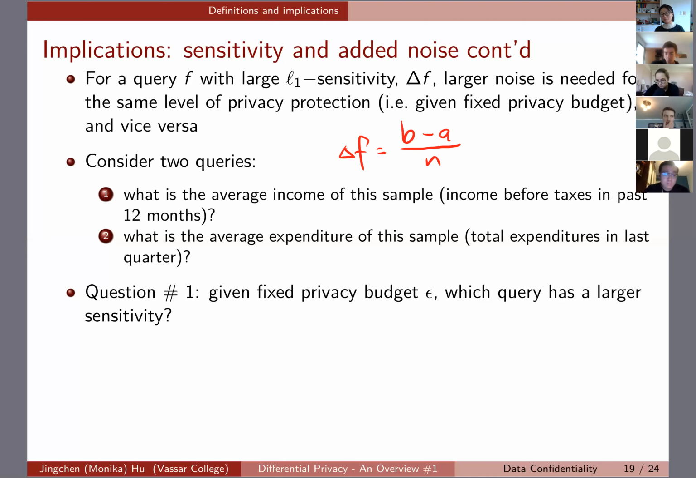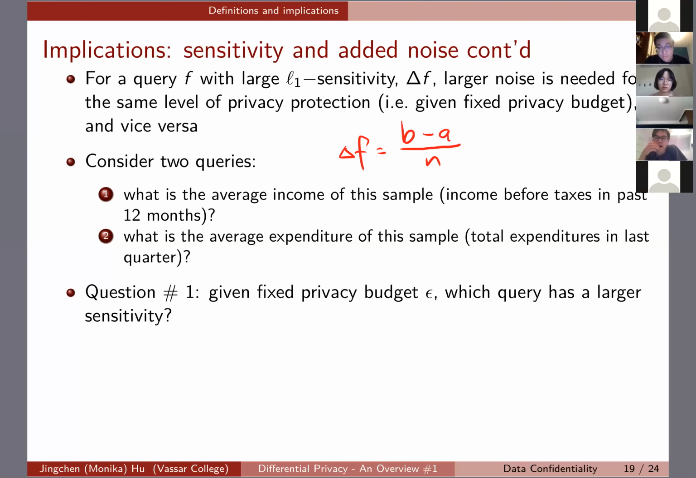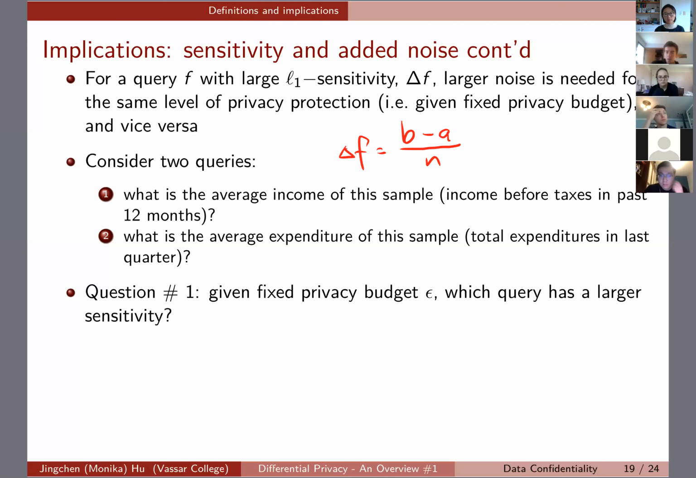Just based on the variables themselves, what do you think? One is about income, the other is about expenditure. Intuitively, which one will have a higher range? Probably income. Yeah, I would agree with that. Expenditure most likely will be part of the income that you spend, right? So income naturally will have a larger range.